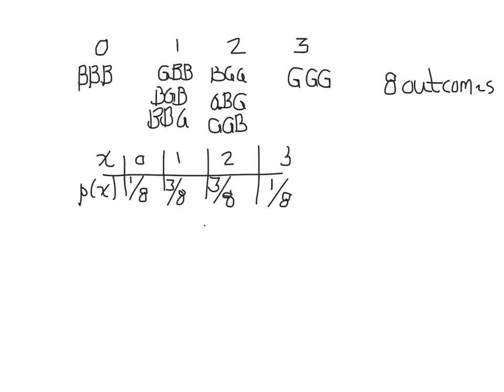Finally, of course, to make the histogram, we would want to show the number of girls that the family could have, 0, 1, 2, or 3, and then build a bar above each of those representing the probability.